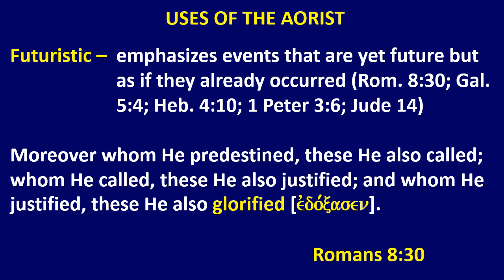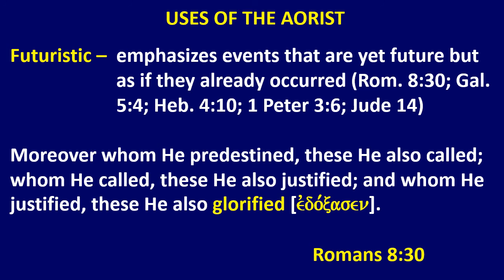The sixth use of the aorist tense form is what's considered the futuristic use. This usage emphasizes events that are yet future, but it's as if they've already occurred. Here's a classic example of this in Romans 8, verse 30, a verse I trust you're already quite familiar with, where the aorist tense form is used for glorified. And whom he justified, these he also glorified.